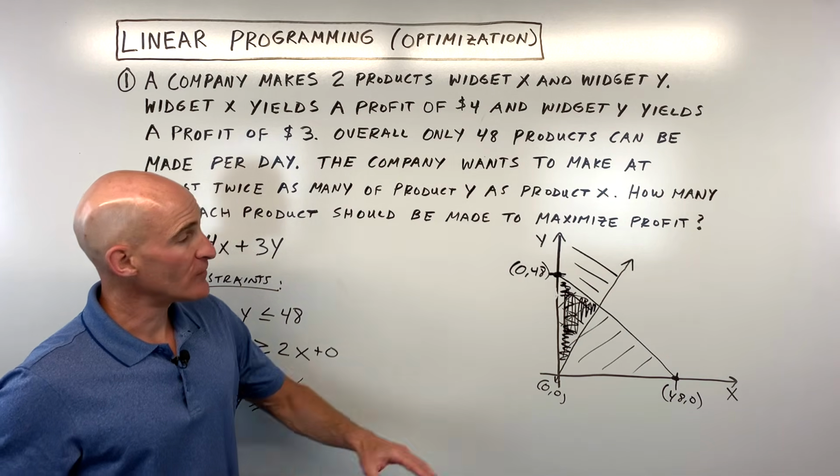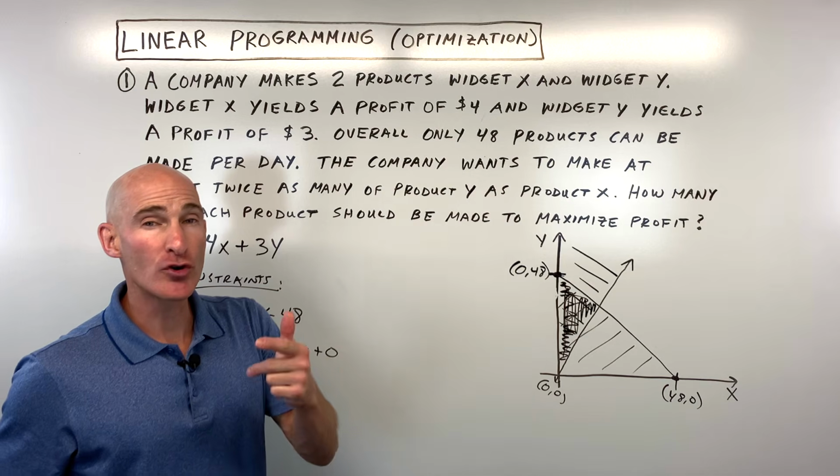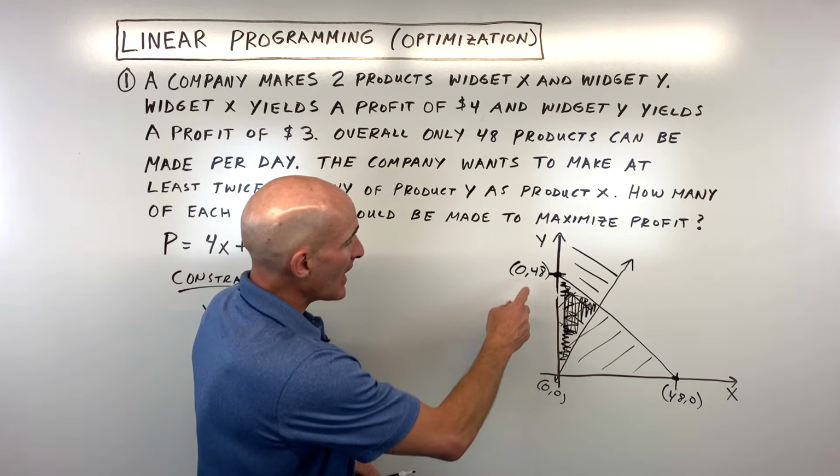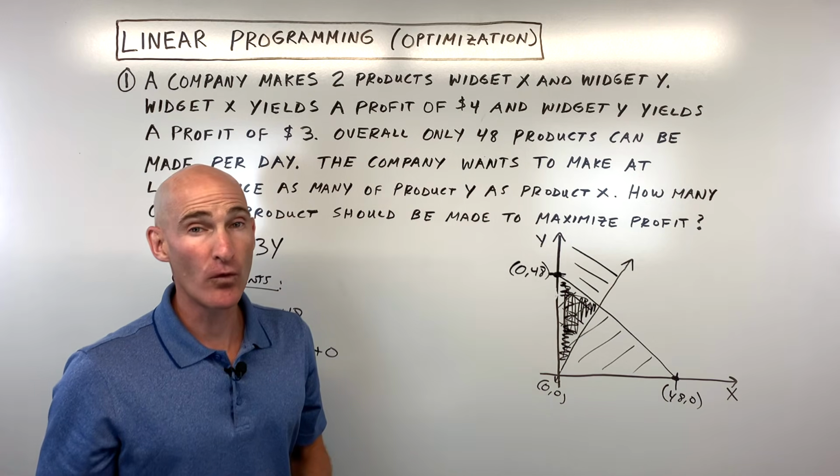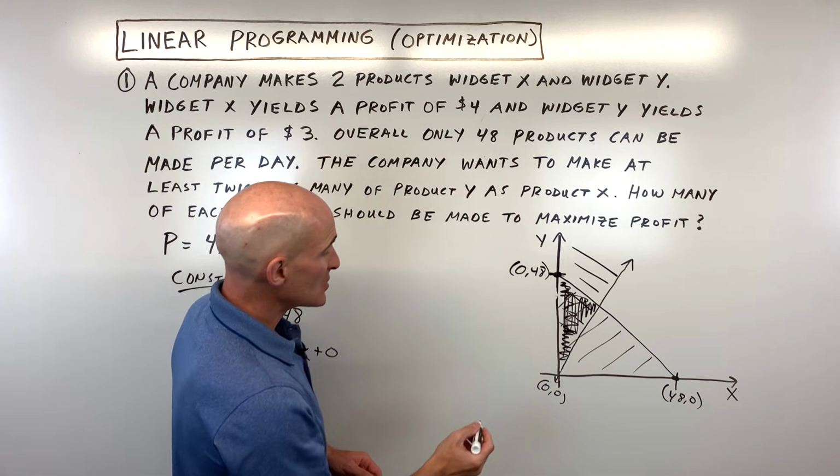But what's interesting, once you find this feasible region, your maximum or your minimum is going to be at one of these vertices of this polygon or this shape that's formed. So what you can do is you can take a look at these points.